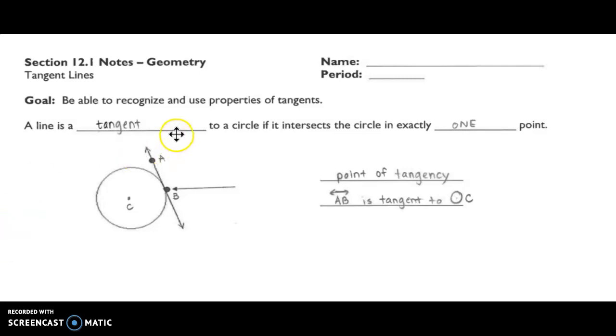A line is tangent to a circle if it intersects or crosses the circle in exactly one point. So this is an example right here, right? Point B, or this line AB, is tangent to the circle at point B. Now I know because of the ink and the way that it's drawn, it looks like there are multiple points of intersection, but it's not. B is called a point of tangency, and AB is tangent to circle C.